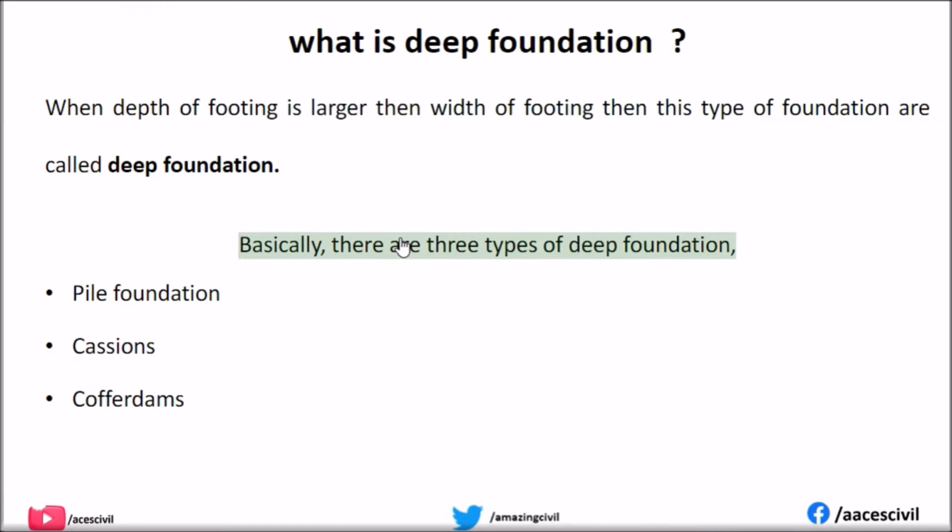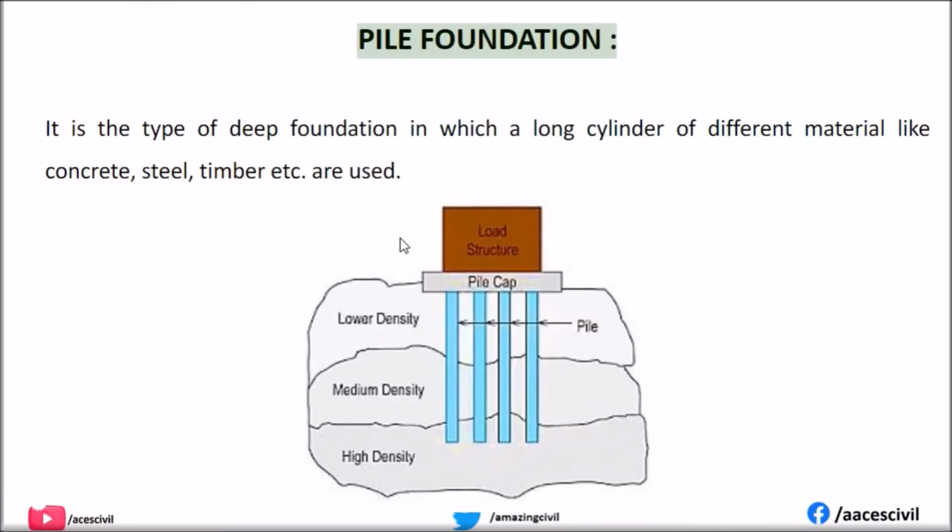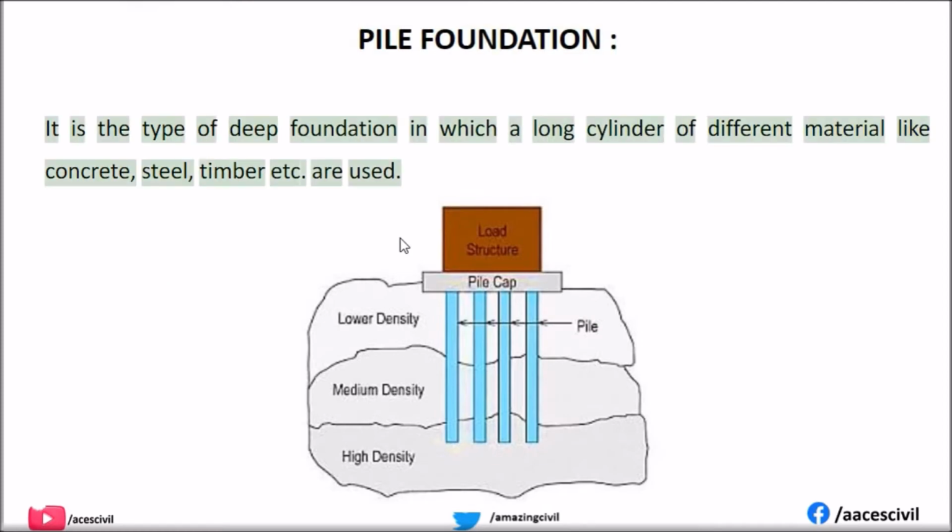Basically, there are three types of deep foundation: pile foundation, caissons, cofferdams. Pile foundation. It is the type of deep foundation in which a long cylinder of different material like concrete, steel, timber, etc. are used.